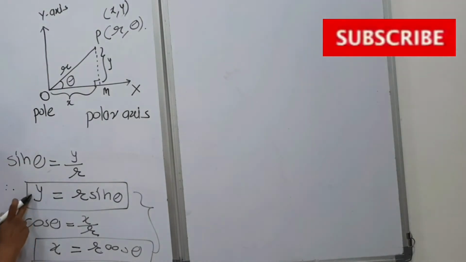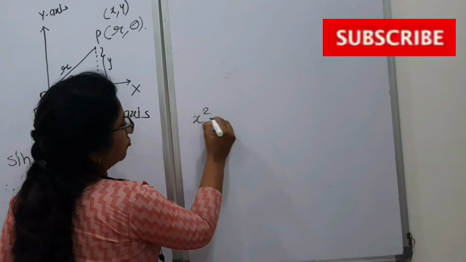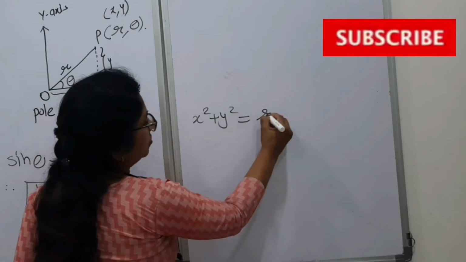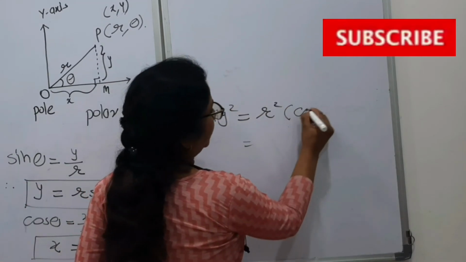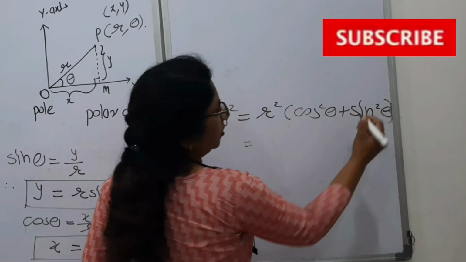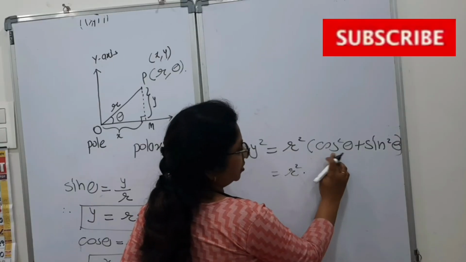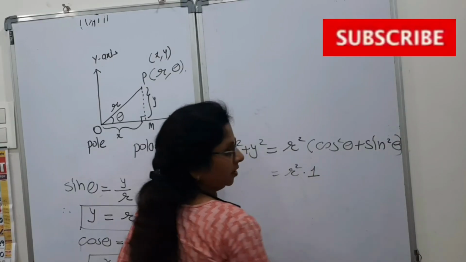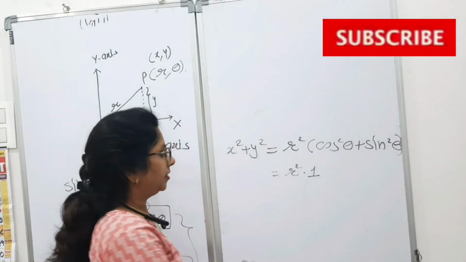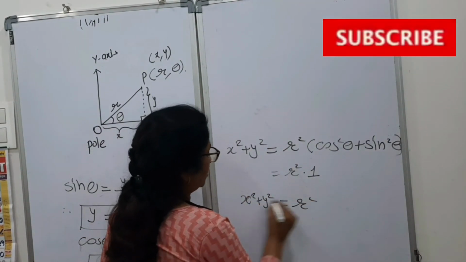Okay. If we square and add these two, then what will happen? x square plus y square equals r square in bracket cos square theta plus sin square theta. Okay. It means r square into cos square theta plus sin square theta, which is nothing but 1. First fundamental identity. Thus, x square plus y square is r square.